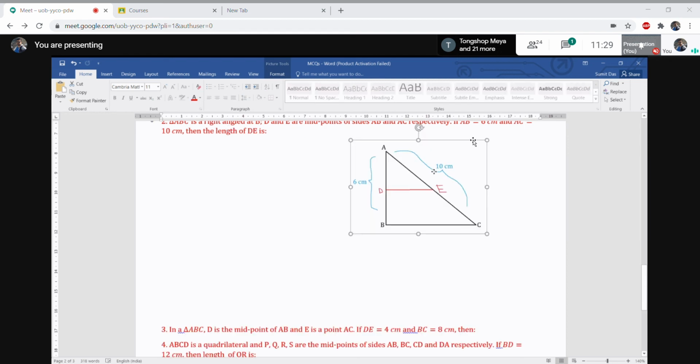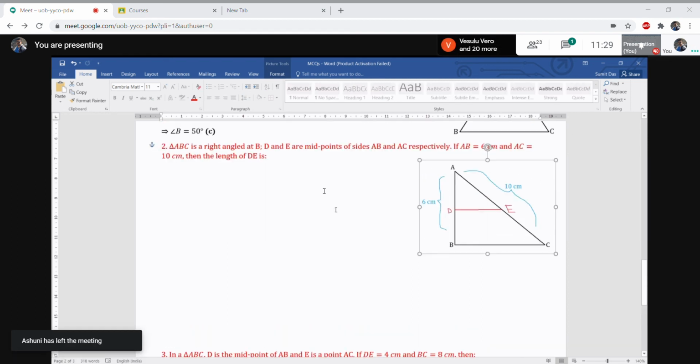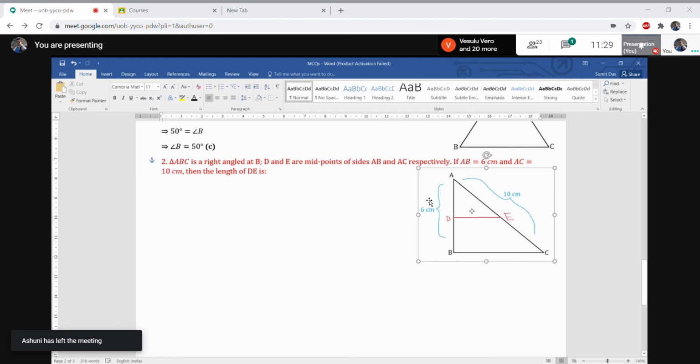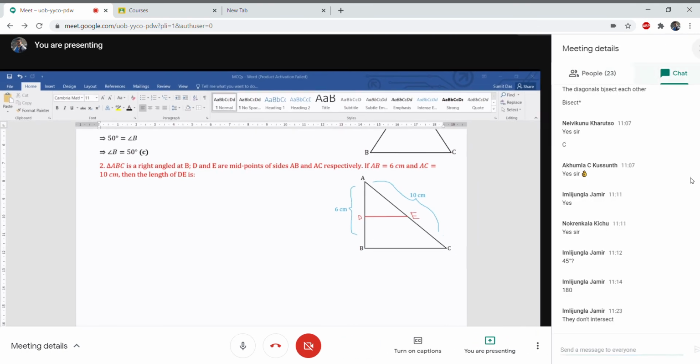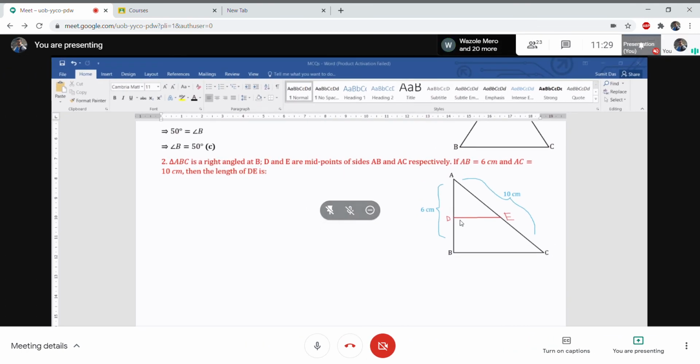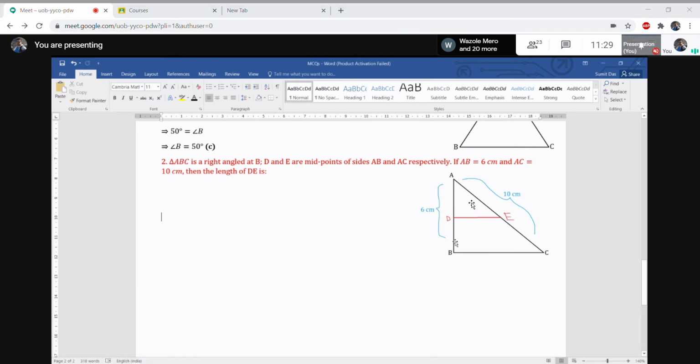So you can see in this triangle, this is a right angle triangle ABC. ABC is right angled at B. D and E are the midpoints of AB and AC. AB is given as 6 and AC is given as 10. We have to find the length of DE.